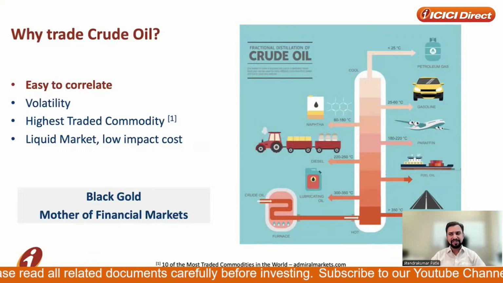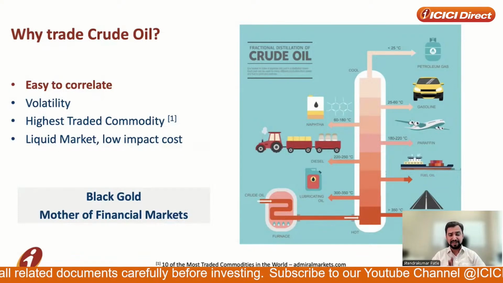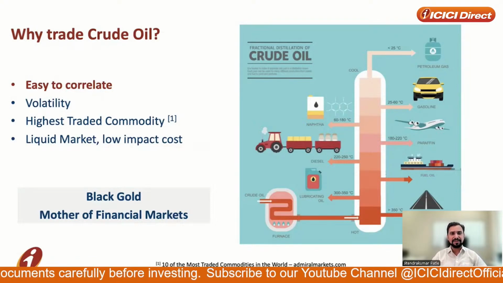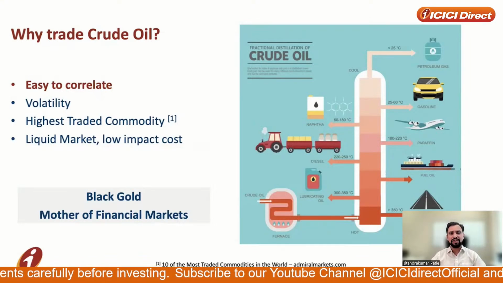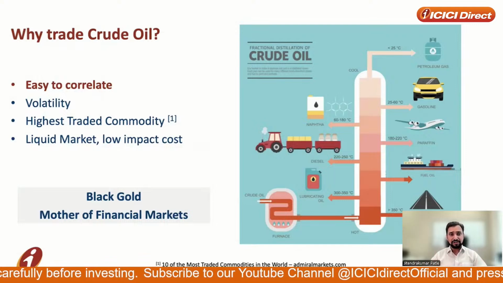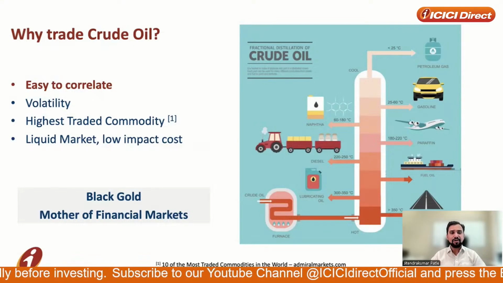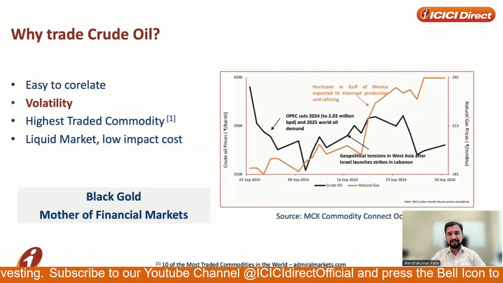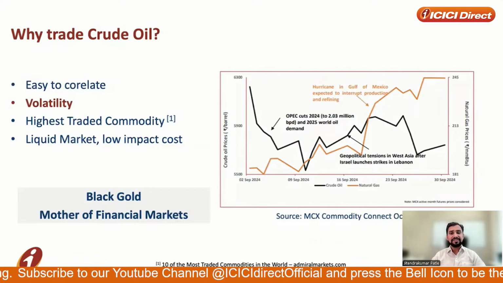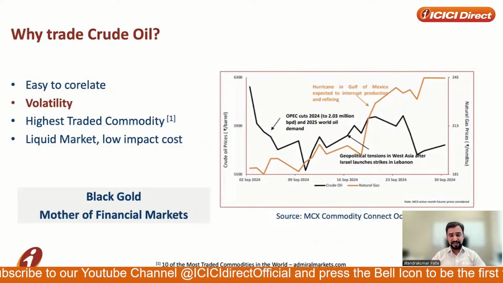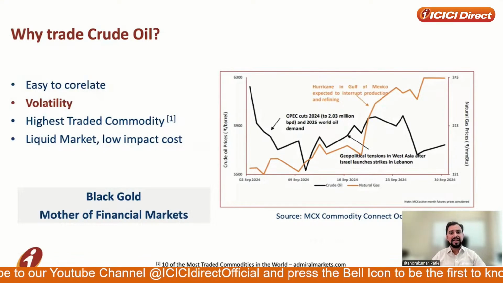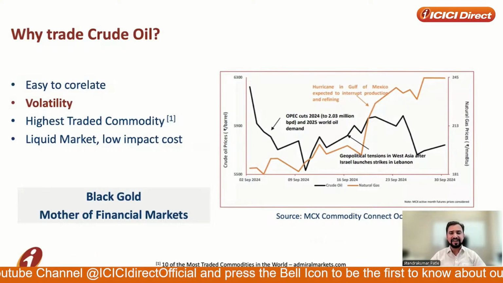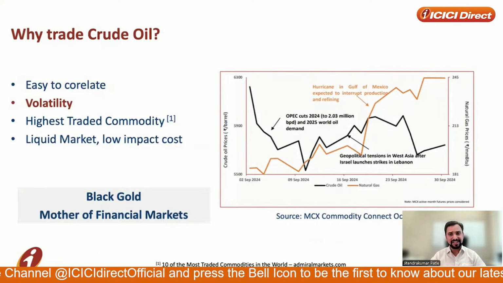So if we see that the prices of petrol go up, it means that somewhere the raw material, crude oil prices, went up. So that's why we can correlate very easily. And crude oil is considered as the black gold or mother of the financial market. Again, crude oil is a very volatile commodity. That's why people are inclined to crude oil. And just wanted to share, as of now, crude oil is the highest traded commodity on MCX as well as globally.